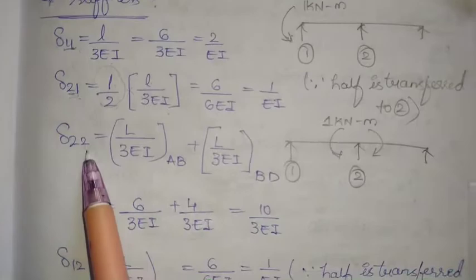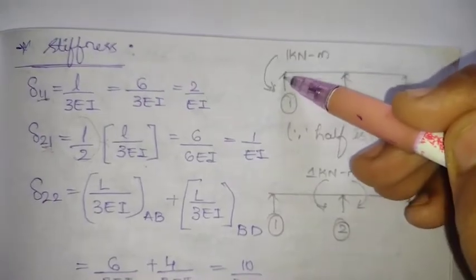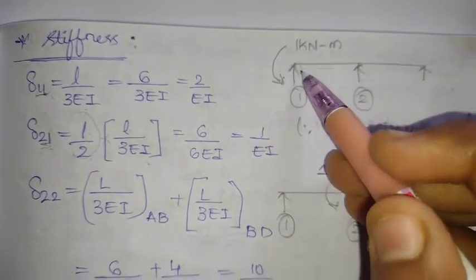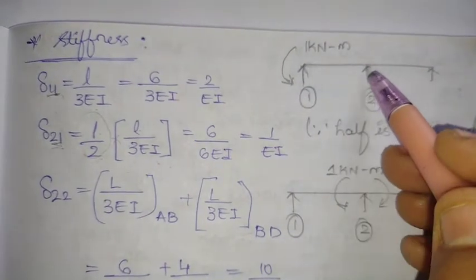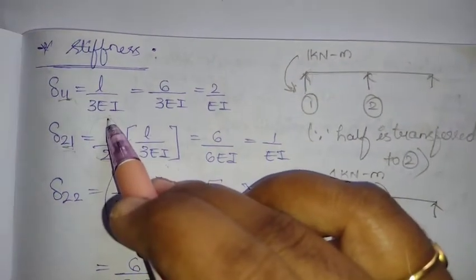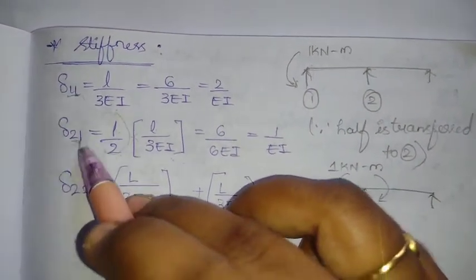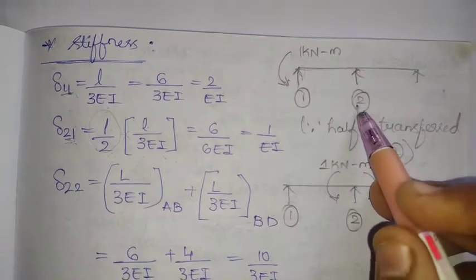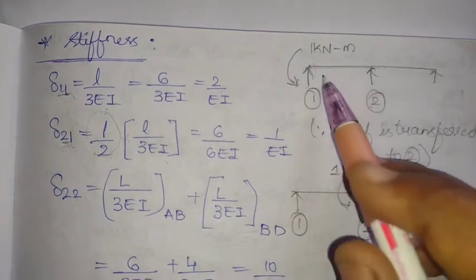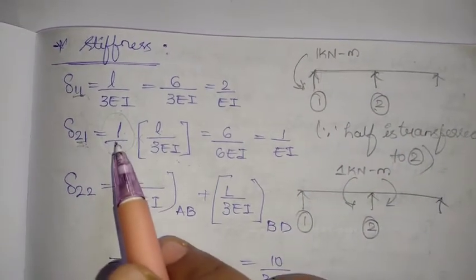Okay. So delta 11, that is at this point. Let us see what all the members are connecting to this point. Only the member AB is connected to this. So it is simply L by 3EI of the AB span. When we are taking delta 21, we have to take a member that is in between both 1 and 2. Again we are taking only the AB span.